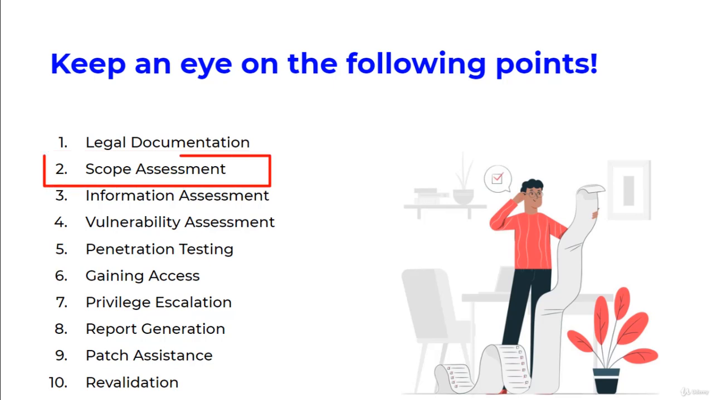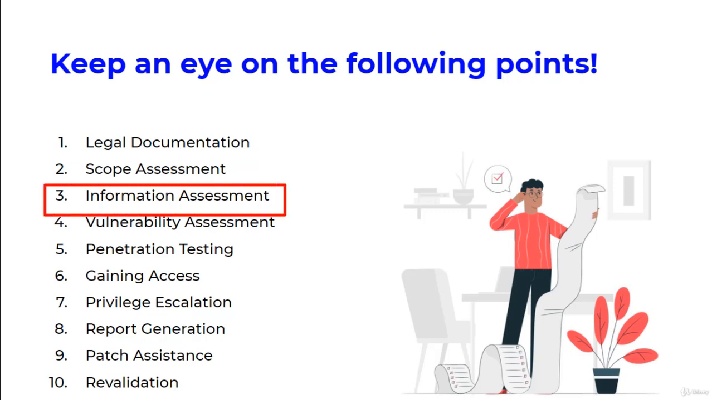Next is scope assessment. In this step, the attacker or the penetration tester must decide which aspects of the organization should be tested. If the organization has applications, web applications and websites also, the attacker must decide which to test first. The next is information assessment.